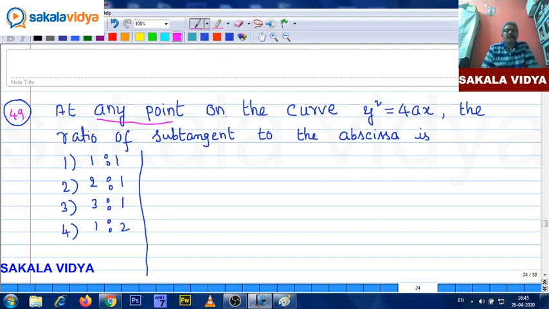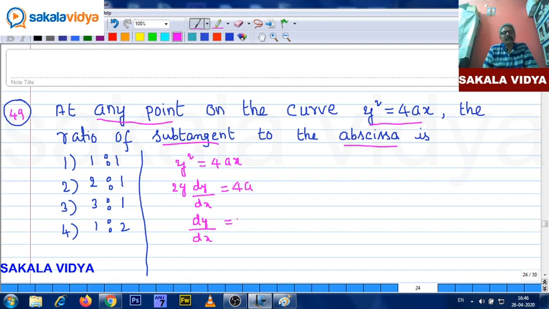So now at any point on the curve y square is equal to 4ax, the ratio of subtangent to the abscissa, that means the length of the subtangent by abscissa, by x, we need to find out. So first we need to find the length of the subtangent at any point on the curve y square is equal to 4ax. Differentiate with respect to x: 2y dy by dx equals 4a, dy by dx equals 4a by 2y, that is 2a by y.